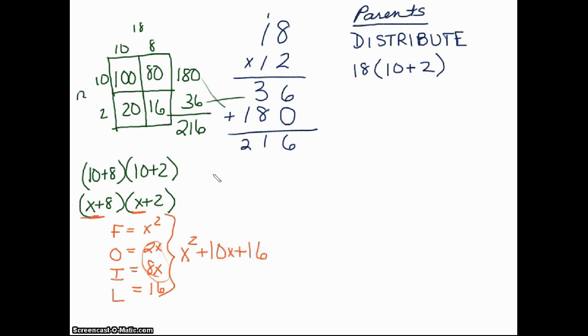Now all I'm going to do is I'm going to show you how that comes out the same way, just by putting the 10s in for the x's. So x squared, if that was 10 squared, plus 10 times 10, plus 16. Then we'd have 100 plus 100 plus 16 equals 216.